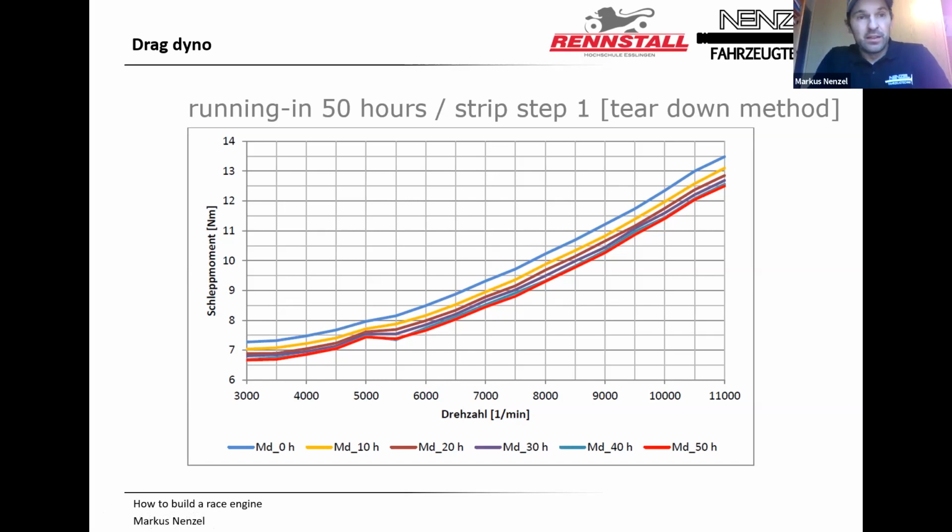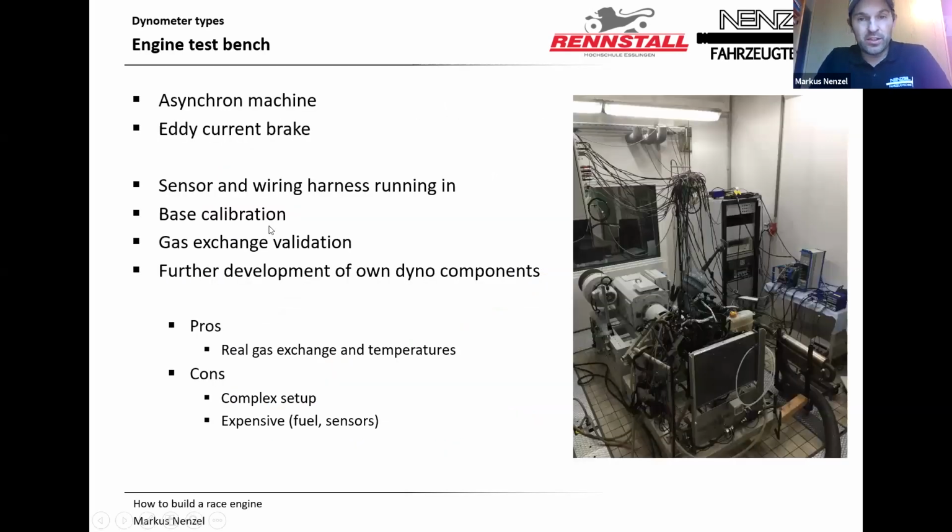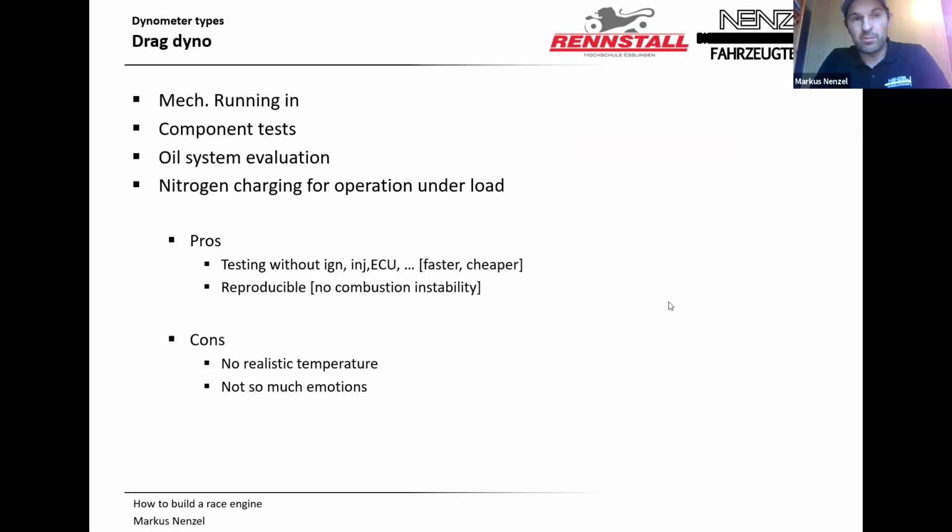Then from the track dyno you go to the engine test bench. Yeah, you have combustion, you have more complexity, you have more opportunities. Maybe you need all the sensors, all the wiring, and you can do your base calibration there. A big pro is that you have all the realistic temperatures, all the realistic gas exchange. You can do what you want. It's like the engine in a car, but you have more freedom, you have more space, and you have more equipment. Maybe the disadvantages: it's quite expensive because sometimes you burn some sensors, you need a lot of fuel, and it's quite complex, and it's a lot of time to build up.